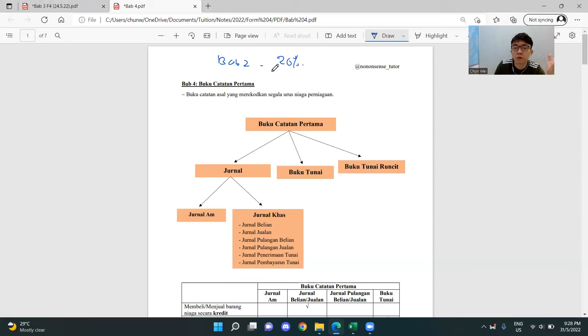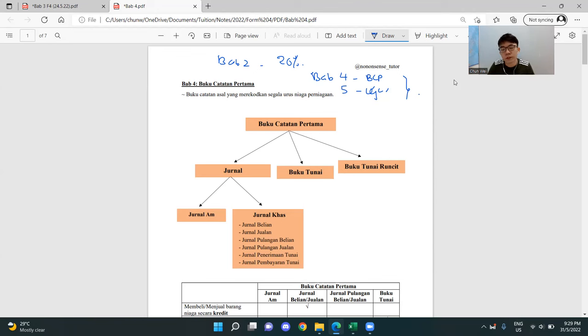Or maybe because they can't test a lot, because you only learn from Bab 1 sampai Bab 3. So in the first exam, they will give this Bab 2, Persamaan Perakaunan, quite a lot of marks. So for those students that have mastered Bab 2 for your Form 4, definitely you can get high marks, like 80 plus and above. Right, so after you've done the first exam, then the second exam that's coming for you will be more towards Buku Catatan Pertama, Bab 3. Sorry, not Bab 3, Bab 4. Buku Catatan Pertama, this one. And then Bab 5, Ledger.